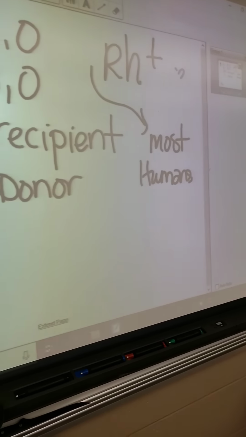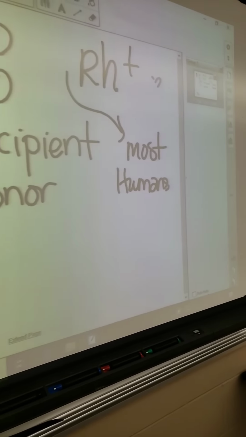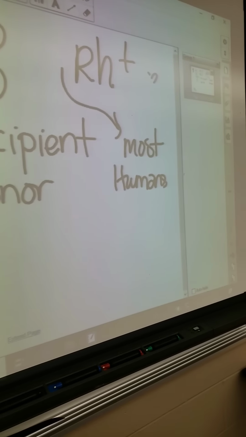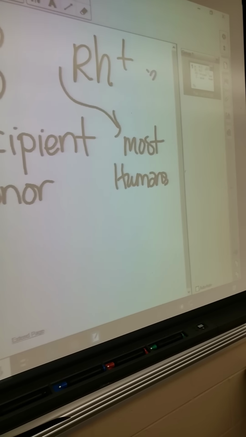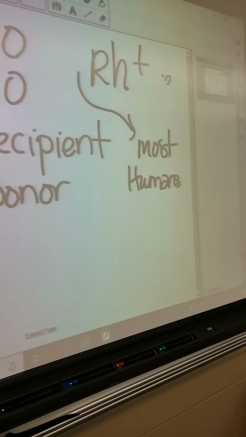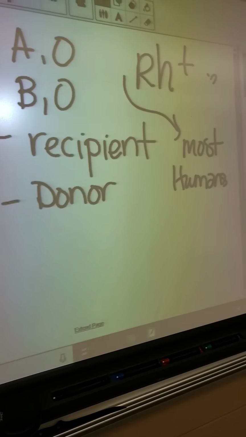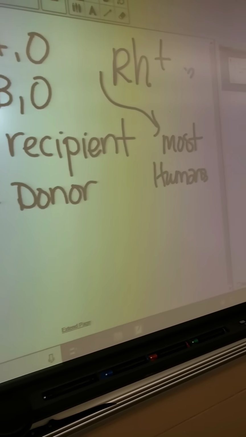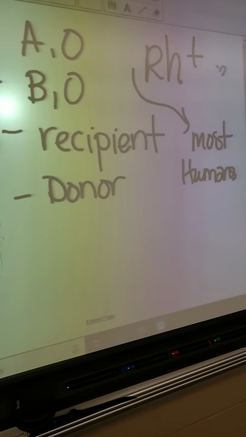So really, Rh factors are important during pregnancy, starting with the female's first pregnancy. And we'll talk a little bit more about the hemolytic disease. But the key point to know is Rh factor. Most humans are Rh positive, and this is important during pregnancy.